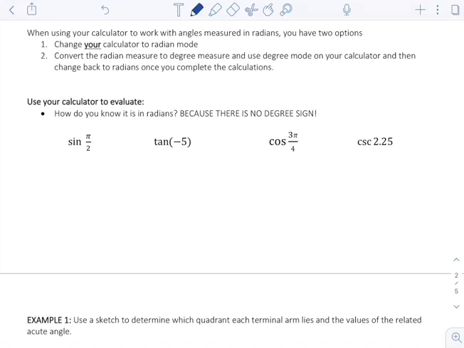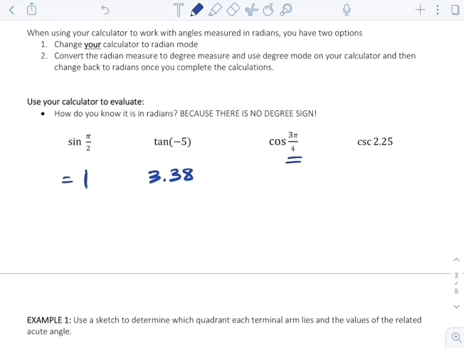So if I have sine pi over 2, how do I know that that's radians? Well, there's no little degree sign at the top. We just have that pi over 2, which tells me that we must be working with radians. So if my calculator is in radians, I can put sine pi divided by 2, and we should get the value of 1. Same goes for tan. If I'm putting in tan of -5, that tells me that I should have 3.38.